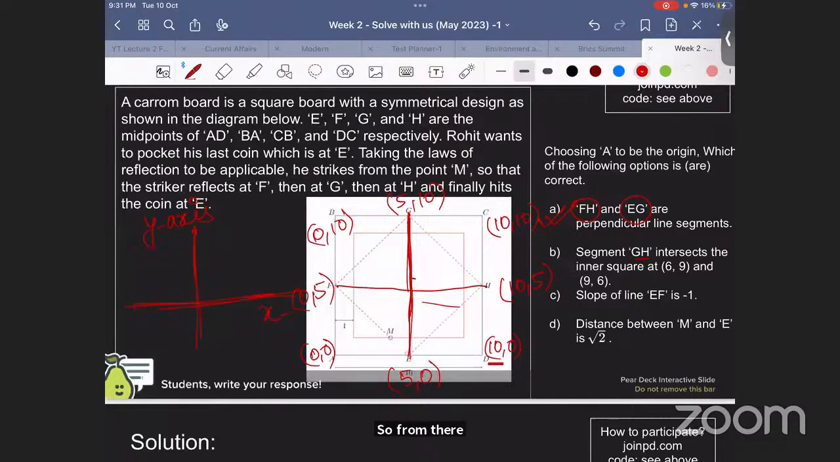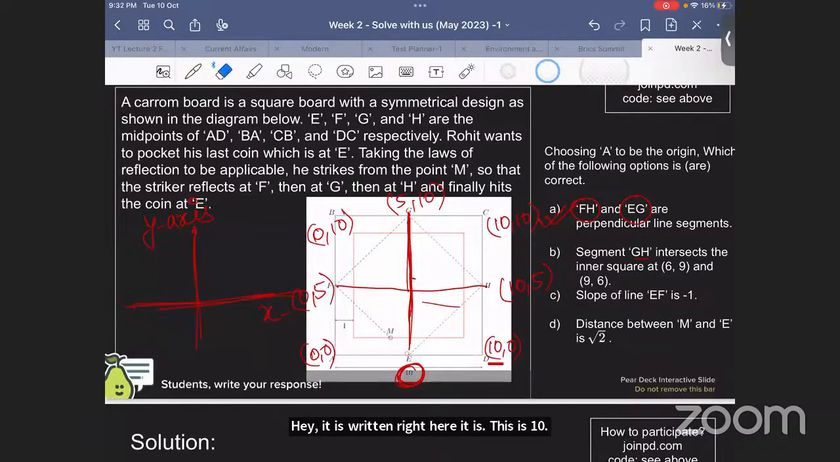Yes, sir, all 10s. The length is written already as 10, right? Here it is written, right? Here it is. See? This is 10. Okay, and this is a square, so yeah. So I told you, right?